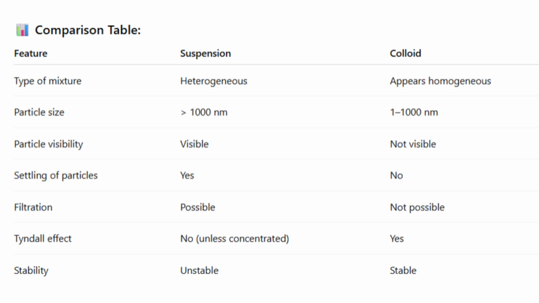Particle visibility. Particles in a suspension are visible without a microscope. Colloidal particles are not visible to the naked eye. Settling of particles. Suspension particles settle down on standing. Colloids are stable. Their particles do not settle. Filtration. Suspensions can be separated by filtration. Colloids cannot be filtered using ordinary filter paper.